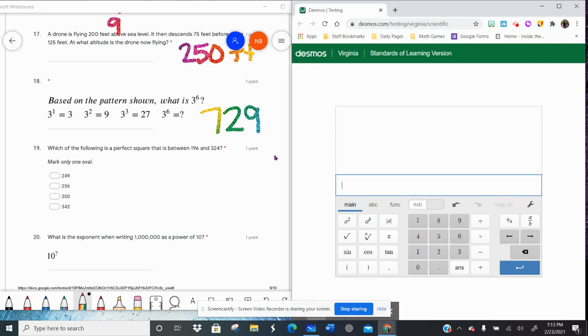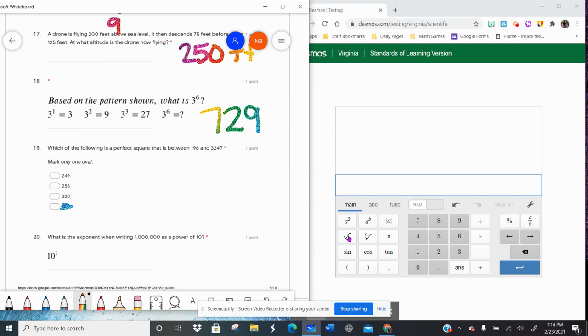I love exponents. All right, which of the following is a perfect square that is between 196 and 324? Well, first, which one of these are perfect squares? Remember, to be a perfect square, your answer has to be a whole number. So let's check to see which of these are perfect squares, and then we can maybe just find the answer. First of all, not all of them are between 196 and 324. 342 is after 324, so I can eliminate that as an answer choice. The other 3 maybe could be the answer.